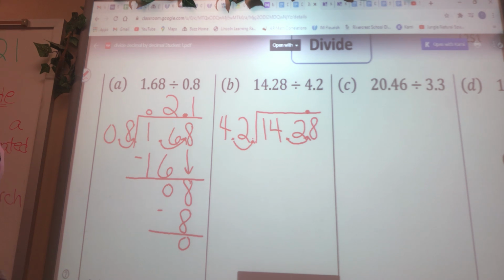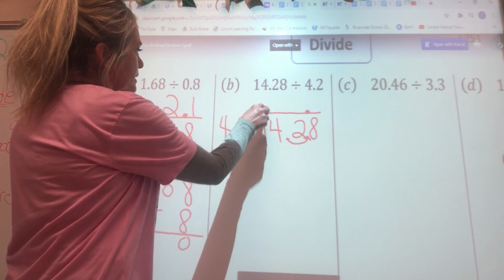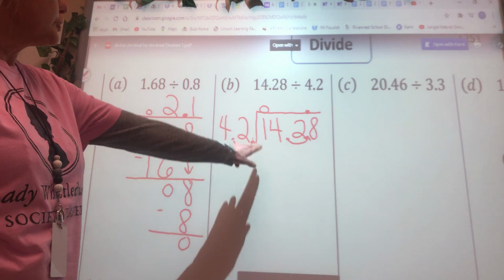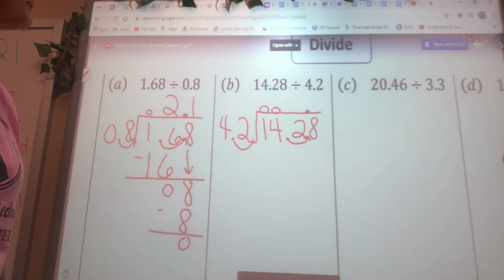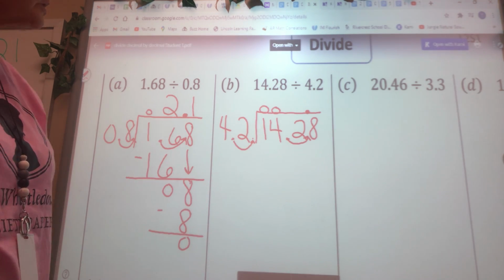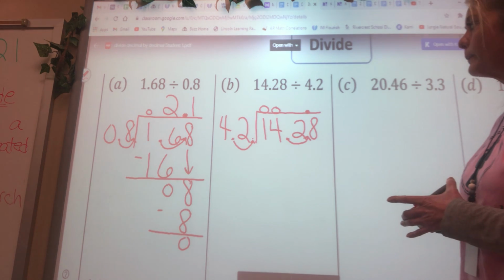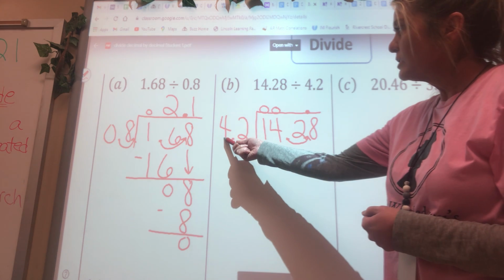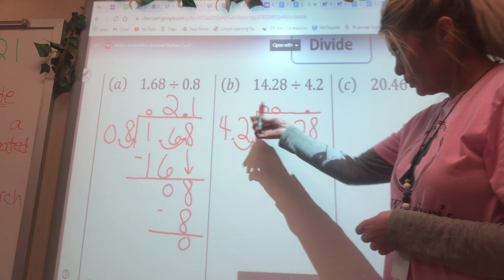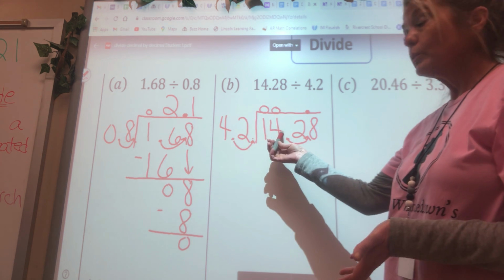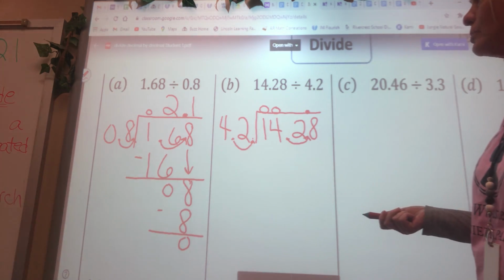Okay, and then we just use the standard algorithm. 42 won't go into 1, so we placeholder 0. 42 won't go into 14 either, so we have another placeholder 0. But it will go into 142. I'm not absolutely sure how many times, because that's a kind of big number. So I'm just going to look at the first number, the one in the tens place, and see how many times it would go in there. 4 wouldn't go into 1, but it would go into 14. 4 would go into 14 about 3 times. So I'm going to start with using a 3.